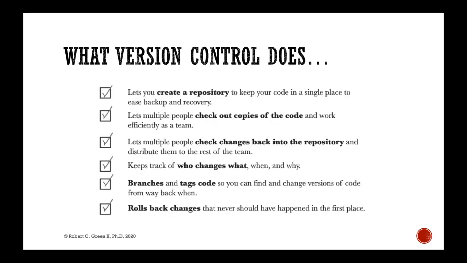So first off, what does version control do? You create a repository to keep code. You can check out copies of code. You can check changes back in. You know who changes what. You can branch and tag and do all this fun thing and roll back changes.